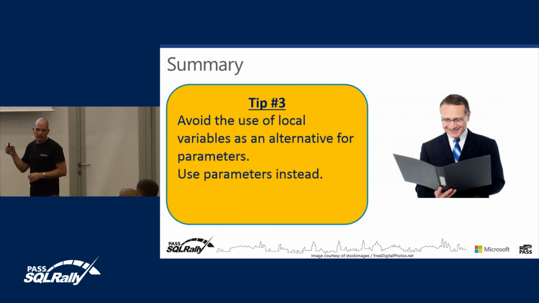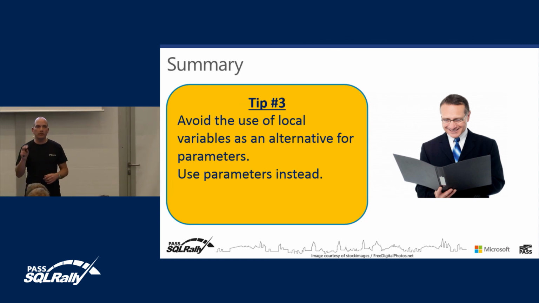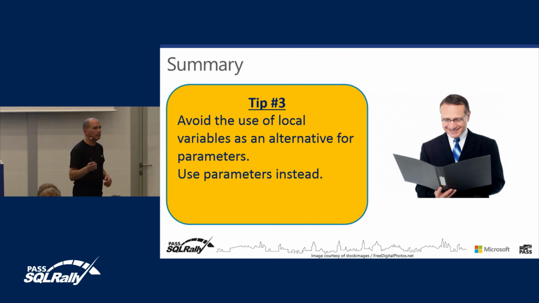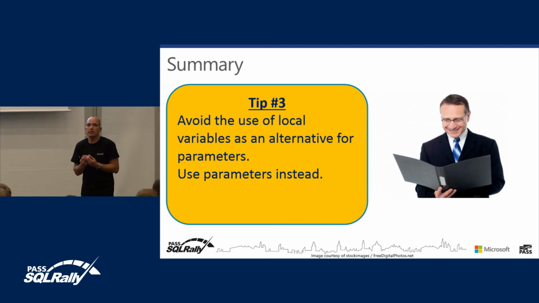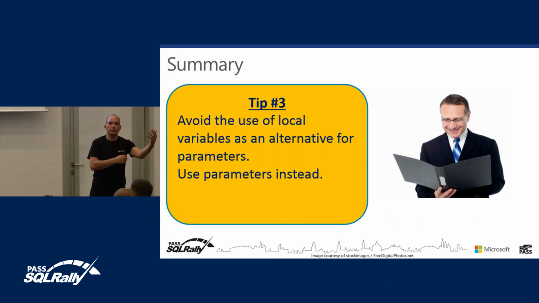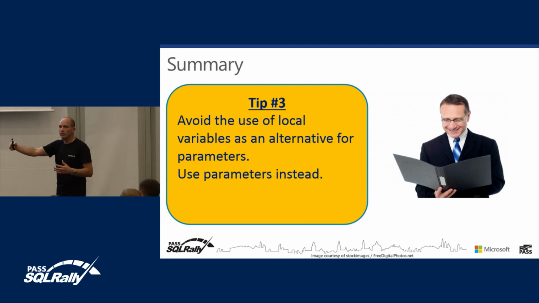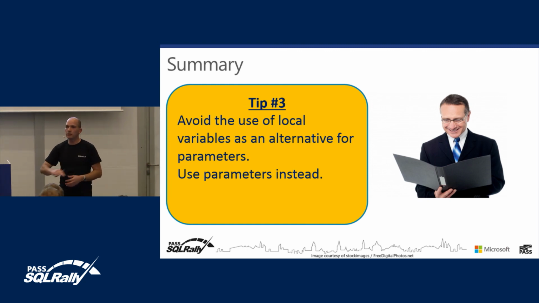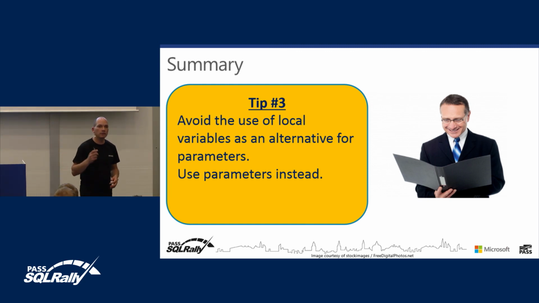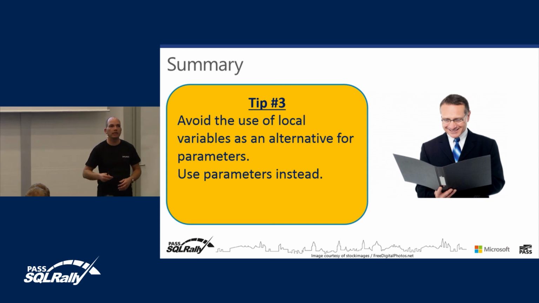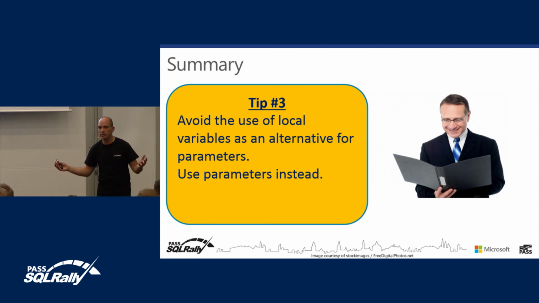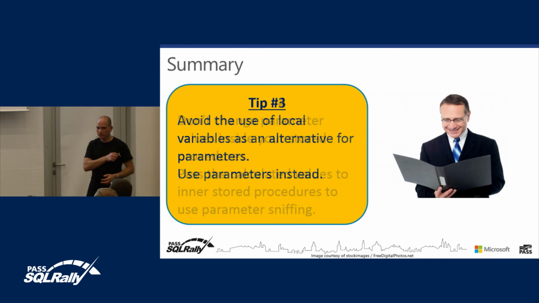We talked about local variables. Please be aware of local variables. Again, I see many cases where developers use local variables because it makes sense. You want to reuse the value of the local variable in your batch again and again. But in terms of performance, this is really a bad thing, because the optimizer doesn't know the value at compile time. It generates a plan based on an unknown value, on average statistics, which is bad in many cases.